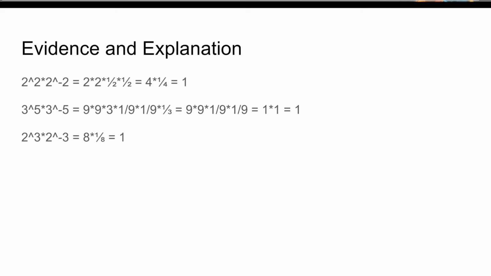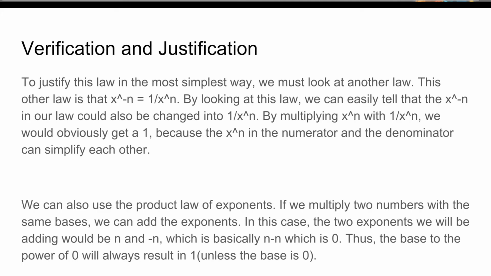The final evidence is 2 raised to the power of 3 multiplied by 2 raised to the power of negative 3, which equals 8 multiplied by 1 over 8, which equals 1. So as you can see, all of the numbers have the same bases when they were multiplied, and their exponents were of opposite value, and they all resulted in 1.